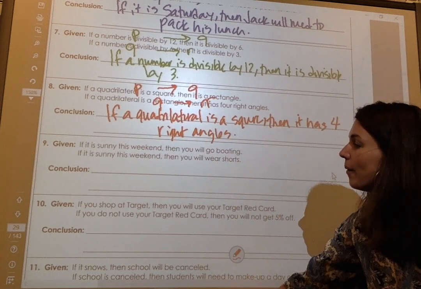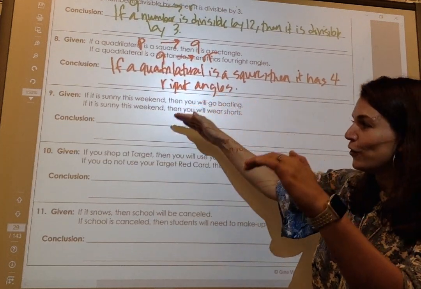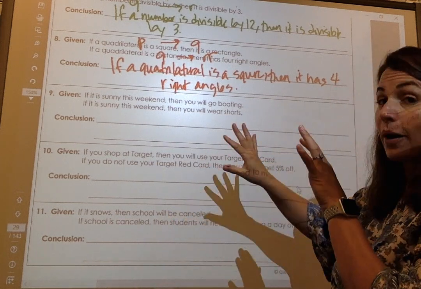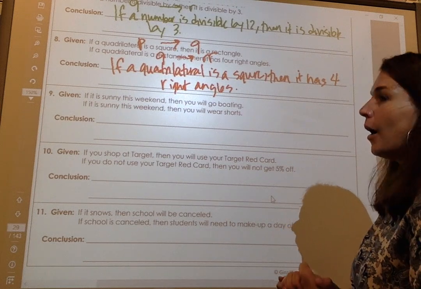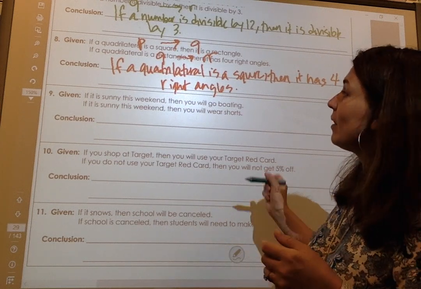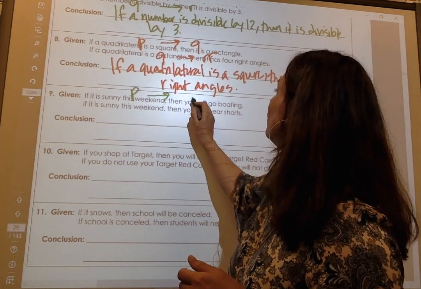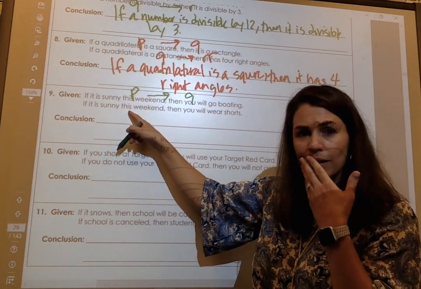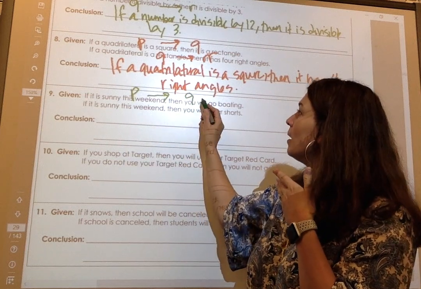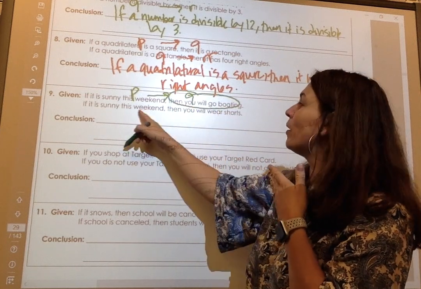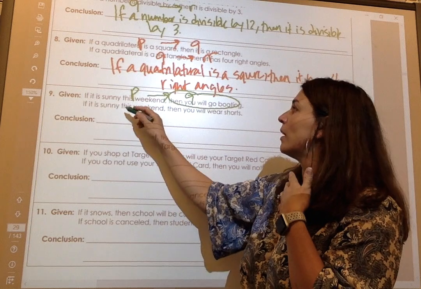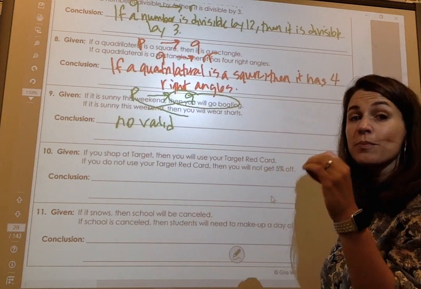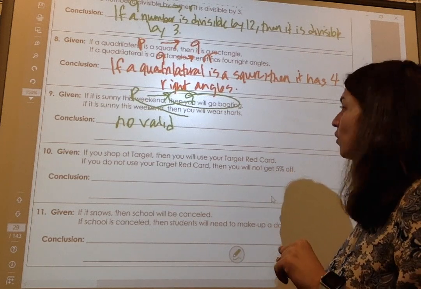Okay, now pause and see if you can do 9 through 11, and then I'm going to come back and just kind of tell you what they are. I want you to write them down. All right, number 9. If it is sunny, P, then you will go boating. If it is sunny this weekend, oh, no, that's not a Q statement. My Q statement says then you will go boating, but it doesn't say I'm going boating. Therefore, right away, no valid conclusion. It does not match my map, so no valid conclusion.